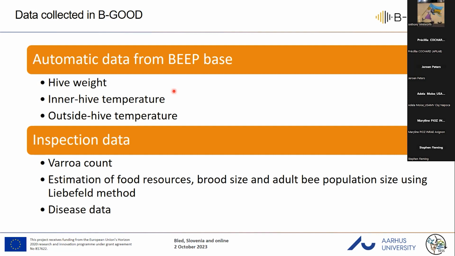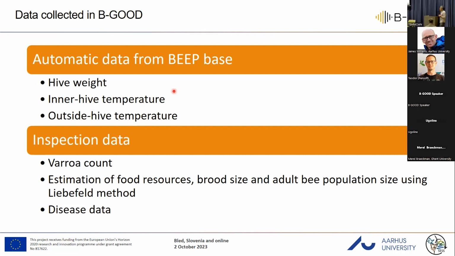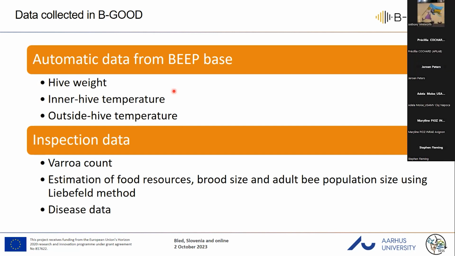The second type is the inspection data. And in this study, we focus on these three types of inspection data. First is the varroa count, and then the laboratory field method results, and also the disease data.